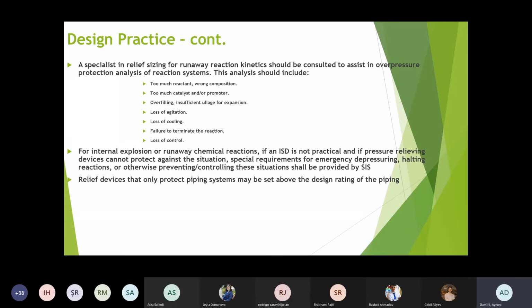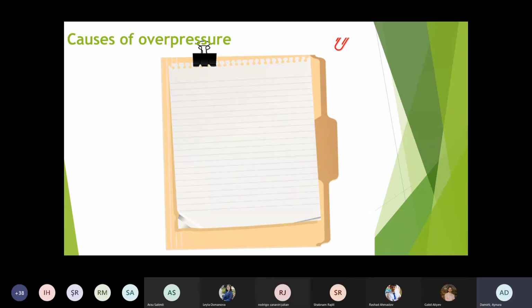So what causes overpressure? These causes are documented in standards. All types of causes need to be followed deeply, for all facilities. What are they? They are power failure.